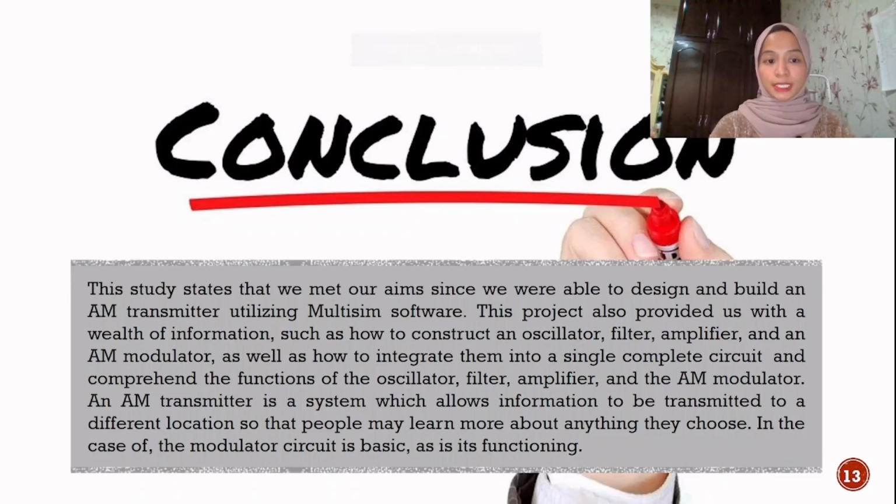For the conclusion, this project provided us with a wealth of information, such as how to construct an oscillator, filter, amplifier, and AM modulator, as well as how to integrate them into a single complete circuit. That's all from our group.